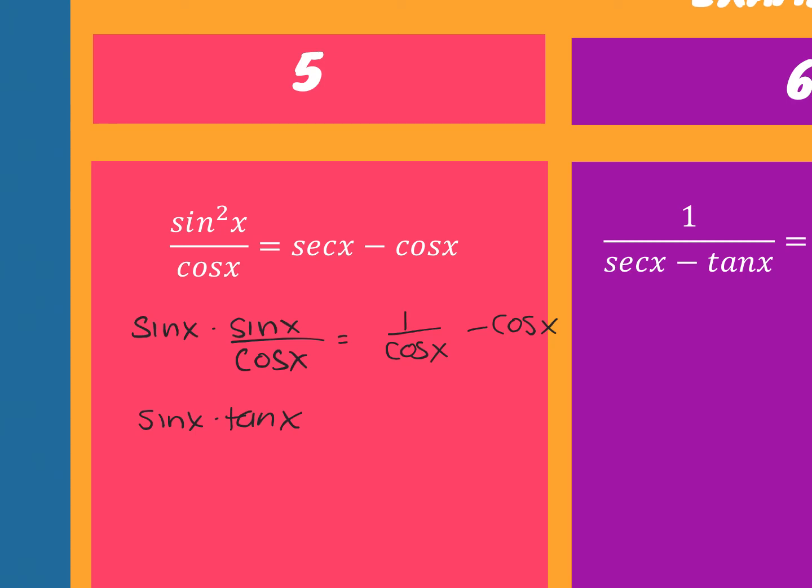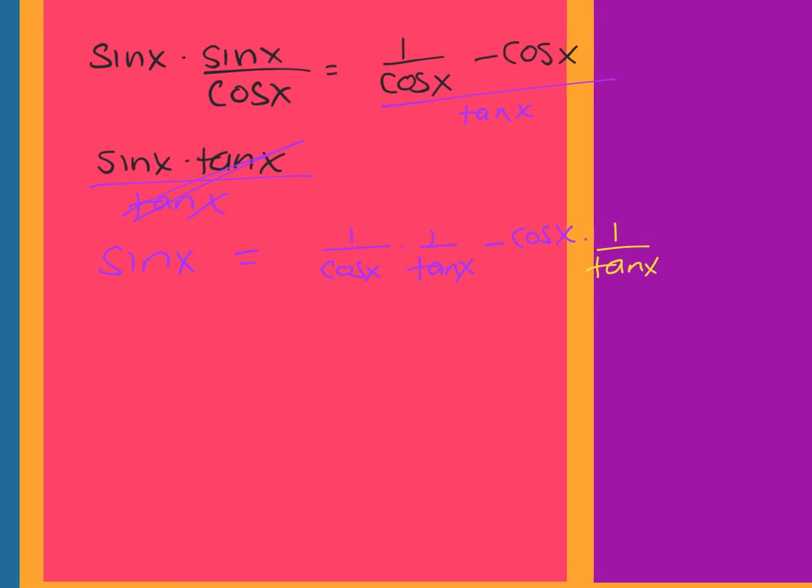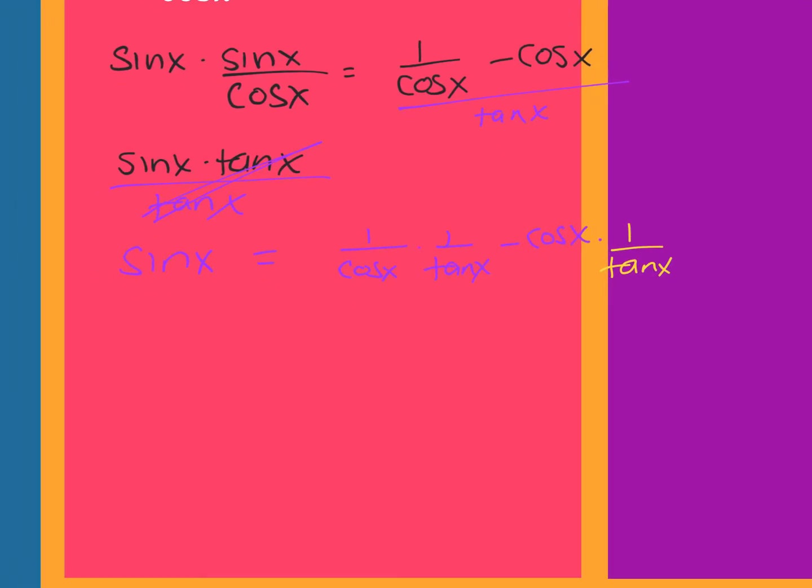And then I divided both sides by tangent. Like sine over, so it's gone from here. And then this would be 1 over cosine x times 1 over tan, because you'd have to do it times both, right? Minus cosine x times 1 over tan. And I had turned the tangent into sine over cosine again.